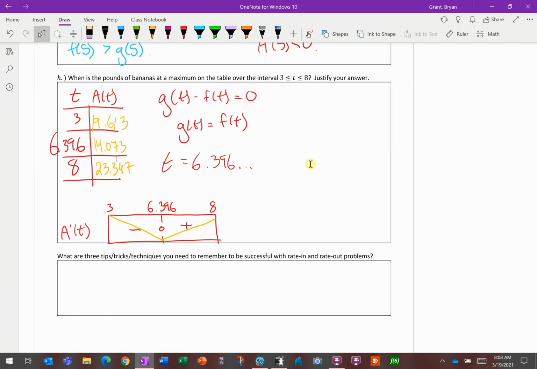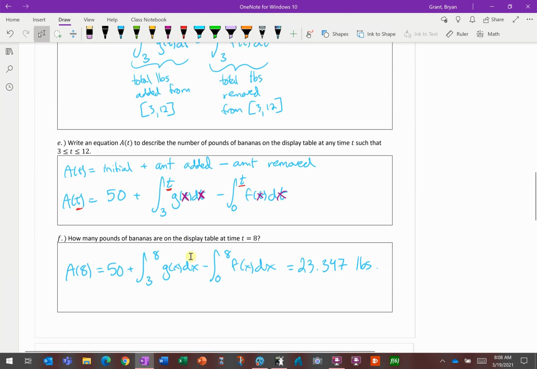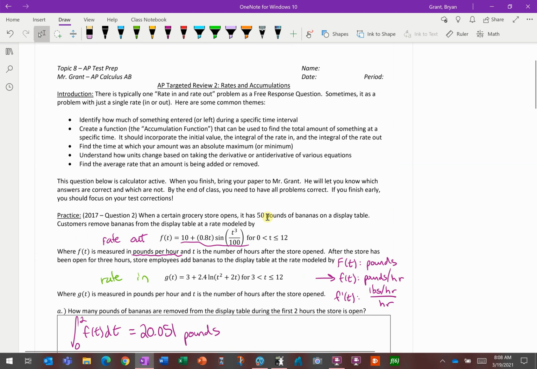All right, once we're here, we can tell that the time that the pounds of bananas is at a maximum is going to be at 8. And so we would probably write a quick sentence, or you could say time for the max. At this point, you want to jot down a couple tips, tricks, or techniques, whether they're with your calculator, whether they're with writing this full accumulation function using the initial, amount added, amount removed, talking about units, whatever sounds good, anything that's stuck out with you.